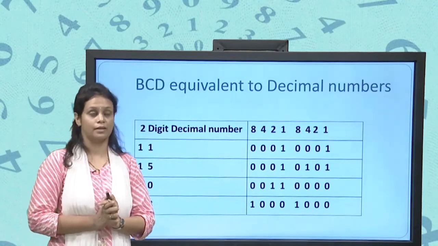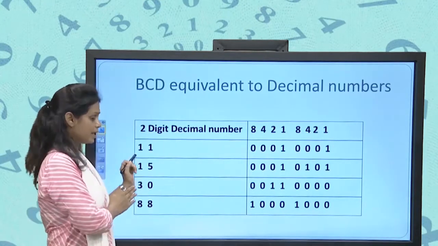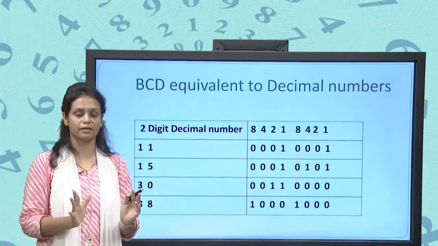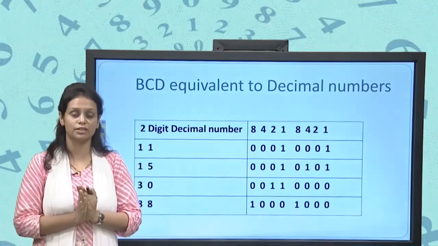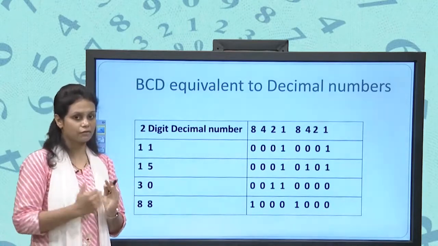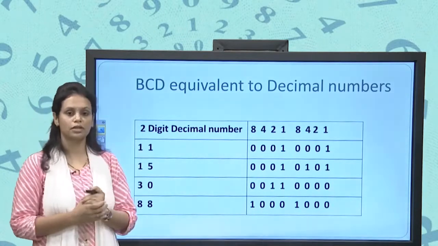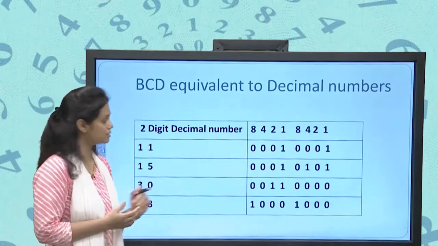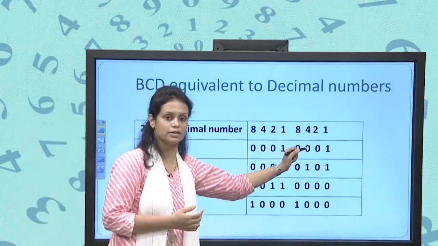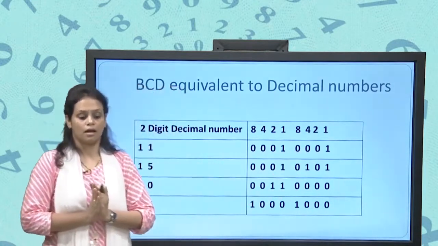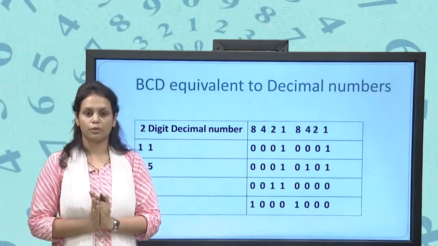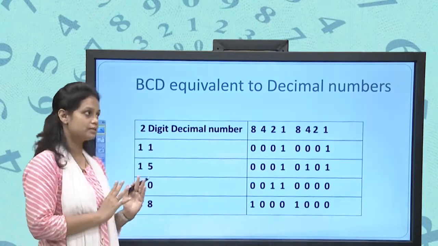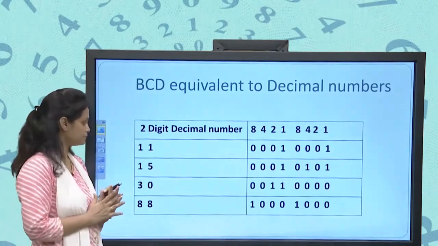I am repeating, if we convert this 11 to simple binary, then the answer is 1011. But if we convert this decimal to binary coded decimal, then the answer is 0001 0001. This is the difference between the binary number system and the binary coded decimal number system. We will see some more examples, so we will get the idea.